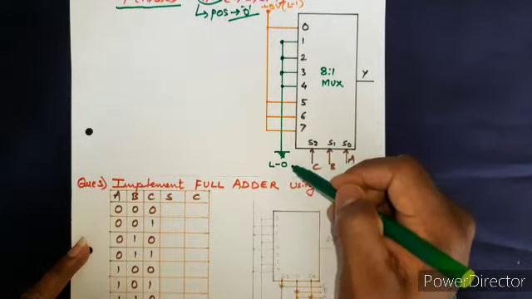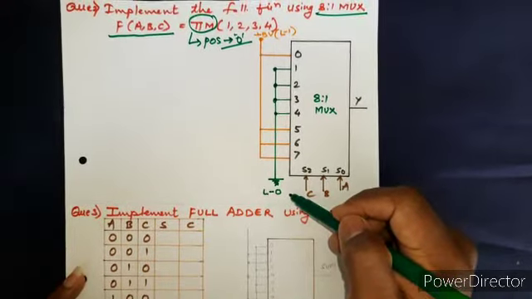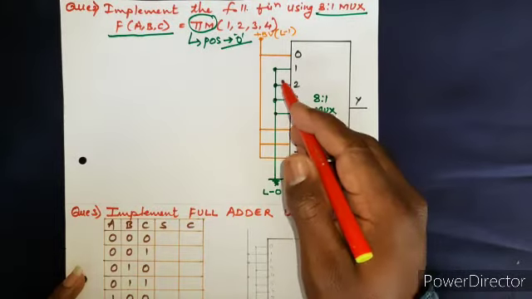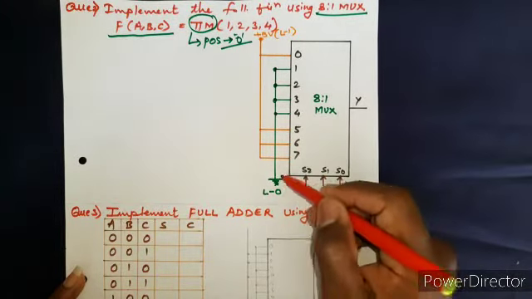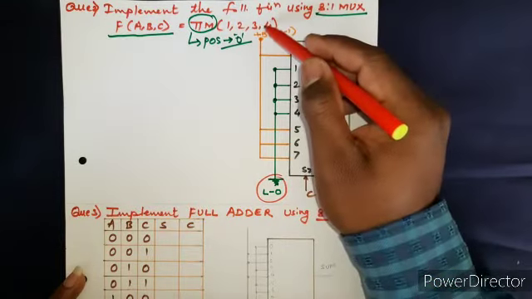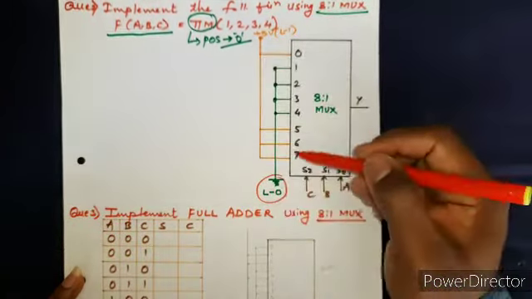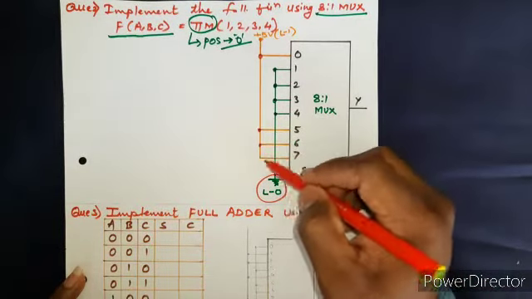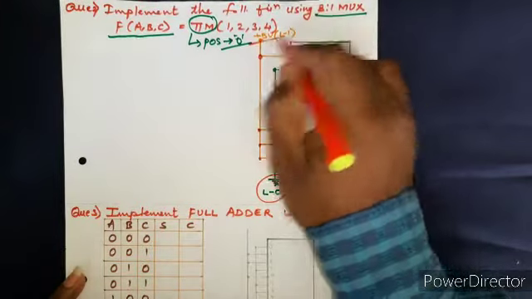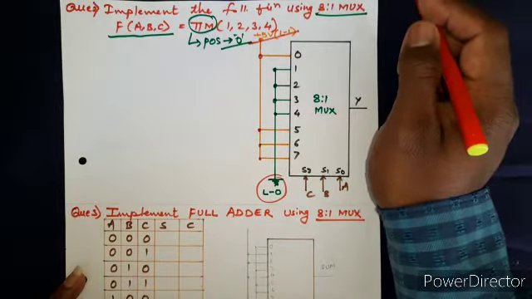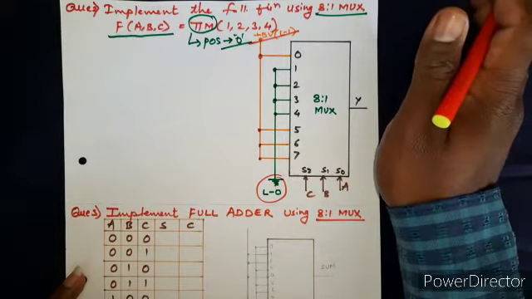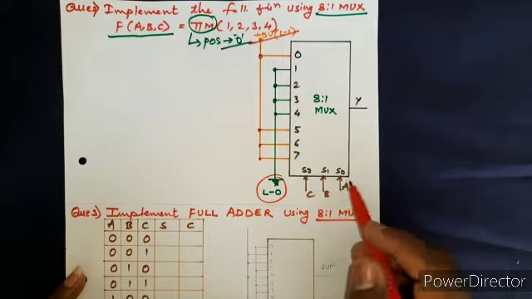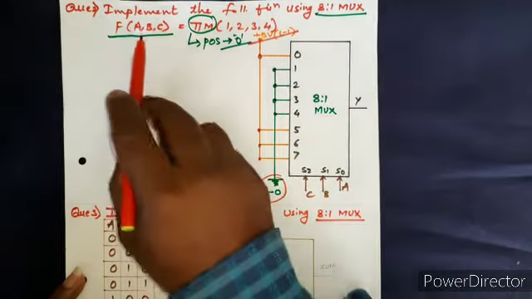Now you see 1, 2, 3, 4 are all connected to logic 0. All other inputs are connected to the other logic. Now we have occupied logic 0 with the given inputs since it is POS. Now you see this 0, 5, 6, 7, they are connected to logic level 1. Very simple. And the select lines are connected to the inputs or literals, this ABC.